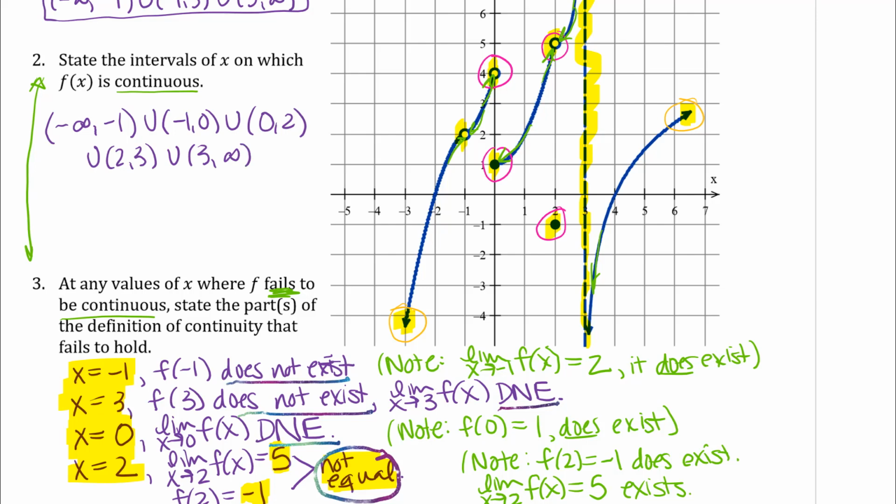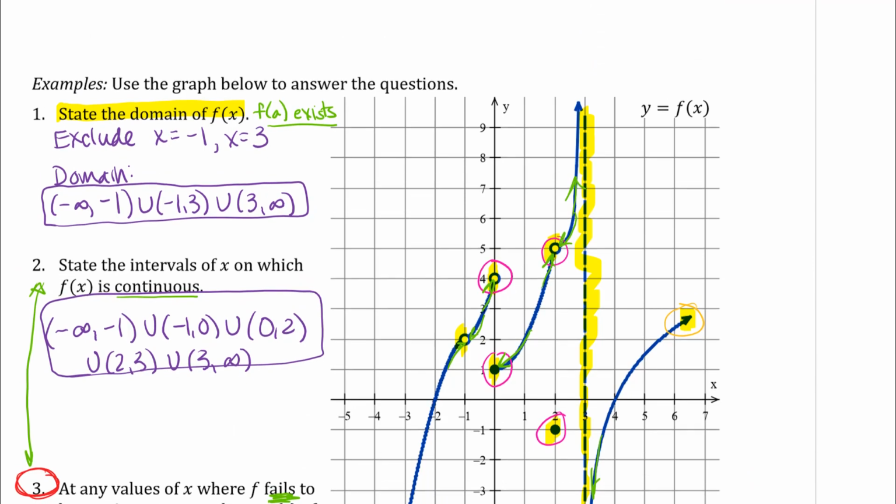So anytime I'm asked to state intervals on which a function is continuous, I generally start, whether it asks me this or not, by thinking about the values of x where the function fails to be continuous. So even if it doesn't ask that, that's a good way to start that question. All right, let's look at those other two vocabulary words, and then we'll come back and look at these last two questions on the example.